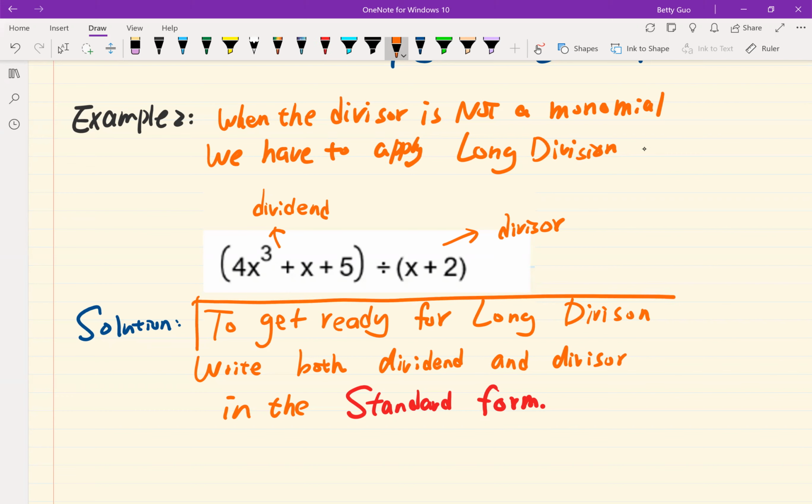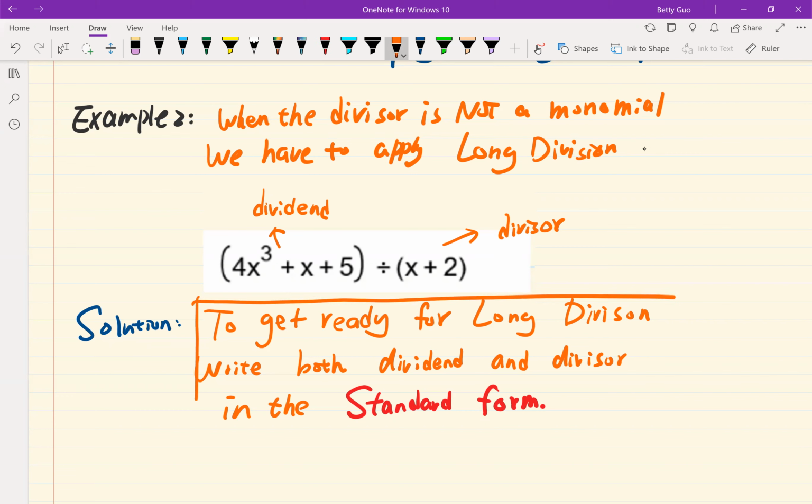You have to get ready for long division. How do you get ready for long division? You need to write both dividend and divisor in the standard form. Do you guys still remember standard form? A while ago when we learned the definition of a polynomial. Do you guys remember that? Let's see the dividend. The dividend here is 4x cubed plus x plus 5, right?